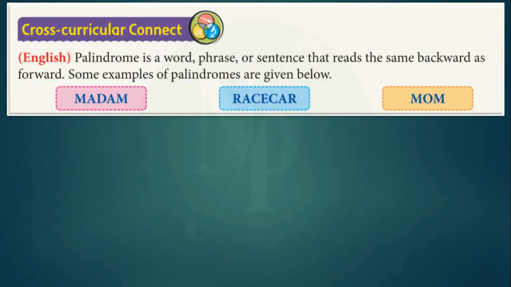Next we have cross-curricular connect. So here we learn how to form palindrome numbers. Before going to form palindrome numbers, let us understand the meaning of the word palindrome. So here, palindrome is a word, phrase or sentence that reads the same backward as forward.